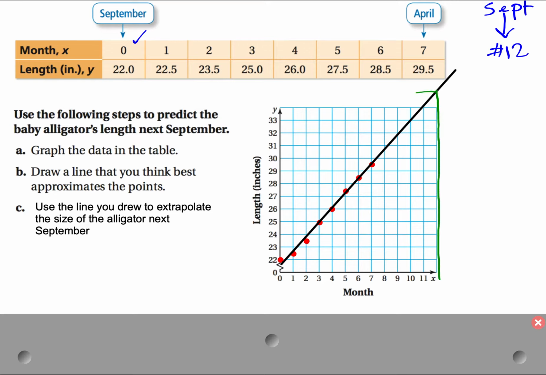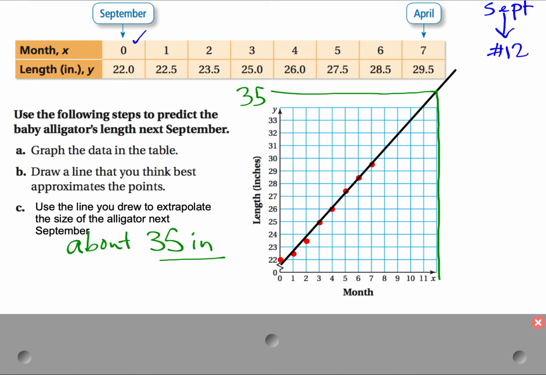It looks like it's a little bit above my graph. So 33, 34, 35, maybe 35 and a half or 36. I'm going to go with saying this is about 35. So we would expect to have the alligator be about 35 inches long.